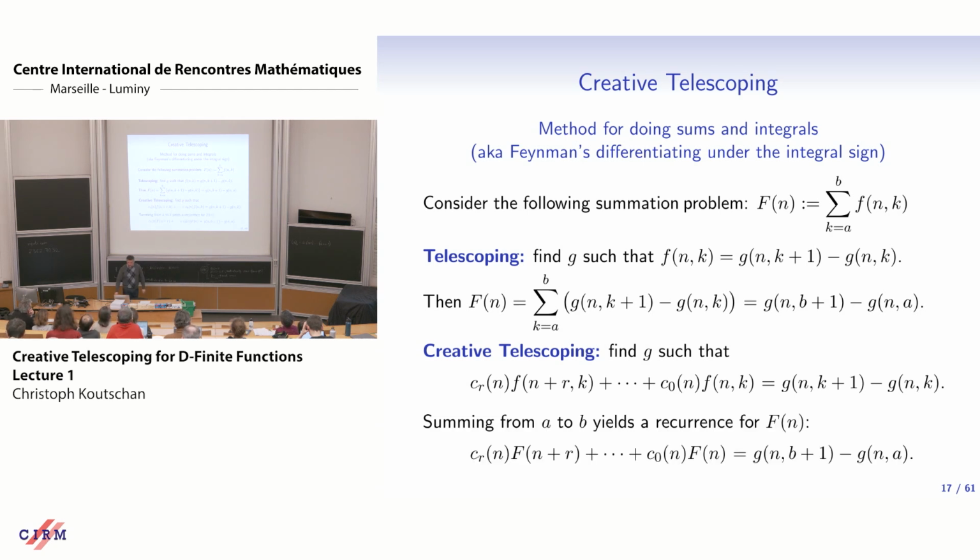Well, then the only thing we have to do is sum this equation over k. Since on the left-hand side these C's do not depend on k, we can move them out of the sum. And then we sum here f of n plus r, so that is our sum f of n plus r, and so on. On the right-hand side, everything telescopes. We get something nice. In many cases this is even 0, but even if it's not 0, it's nice enough. And you see what we get is a recurrence for the sum.